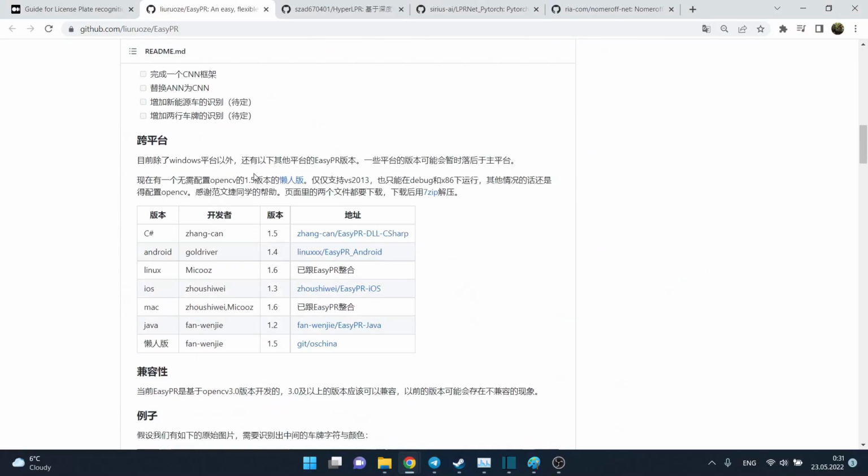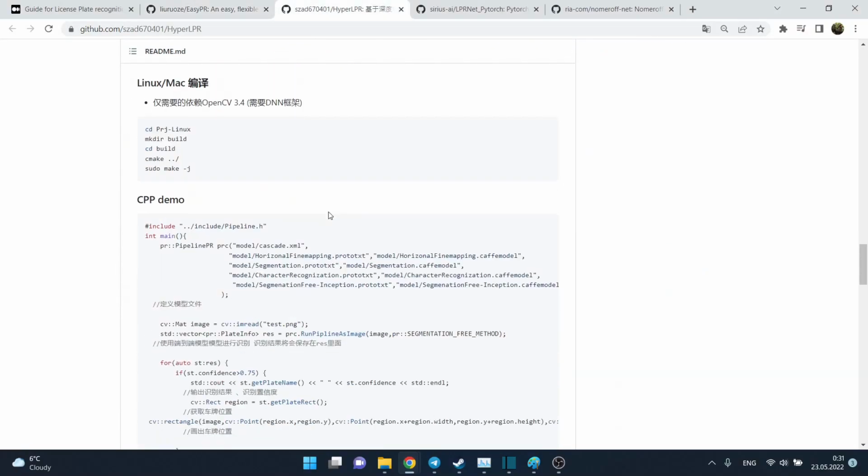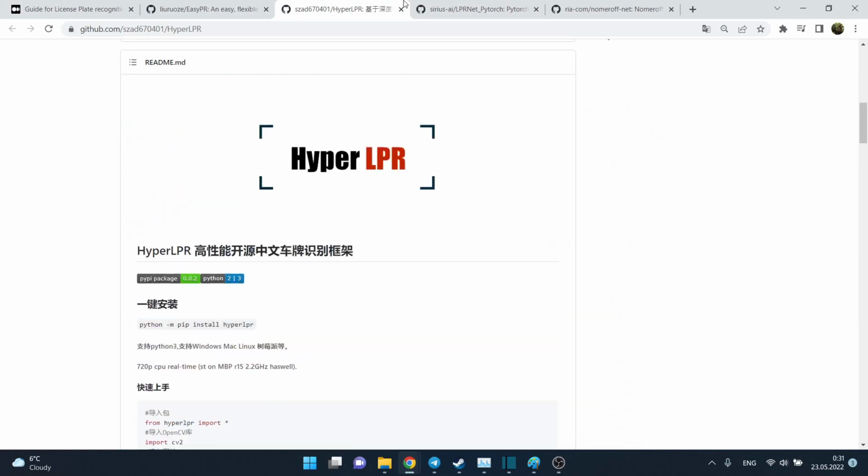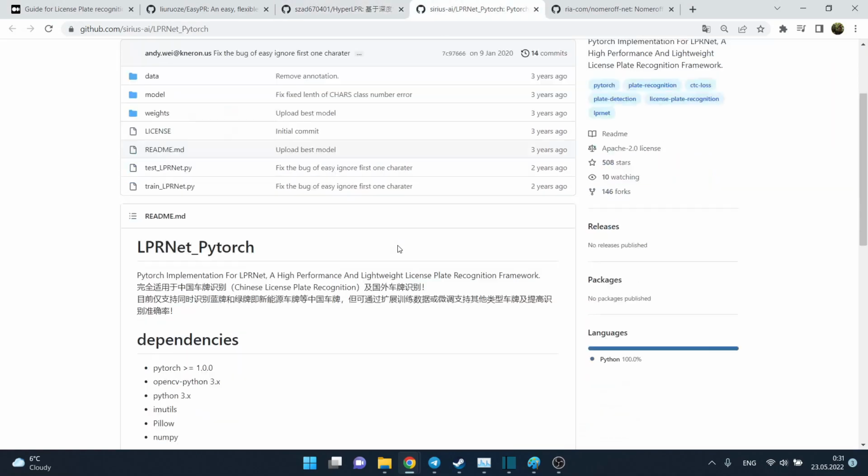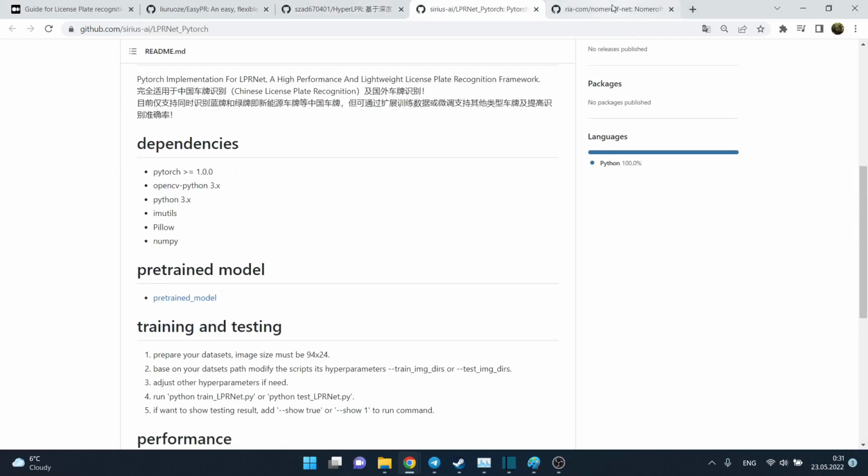The third way, you can use open source projects. There are a lot of different solutions on GitHub. Most of them are pretty bad. No support, usually only Chinese plates, pretty small data set. But there is one good solution here.